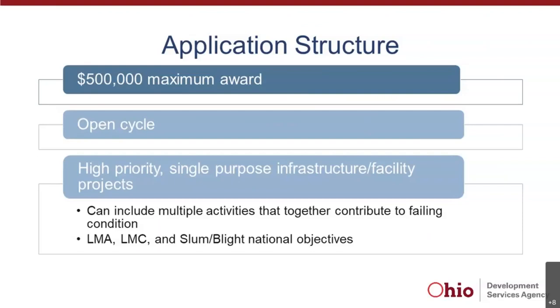Projects can be qualified under the national objectives of low and moderate income benefit, limited clientele, or slum and blight. Area slum and blight can be used for central business district infrastructure that benefits a residential population or a public facility in a blighted area. Spot slum and blight is limited to buildings and activities that alleviate public health and safety concerns.